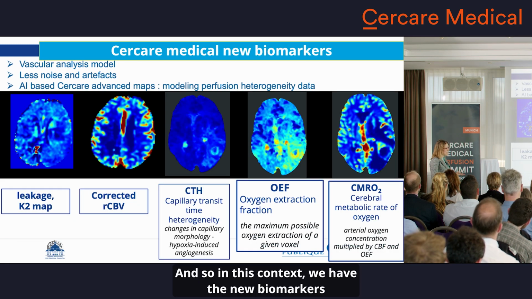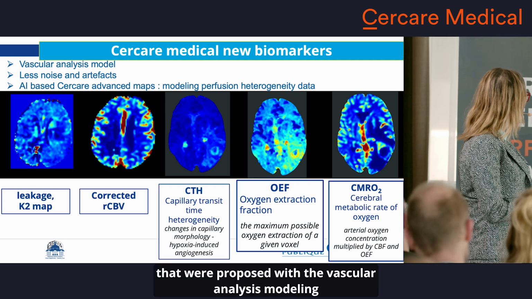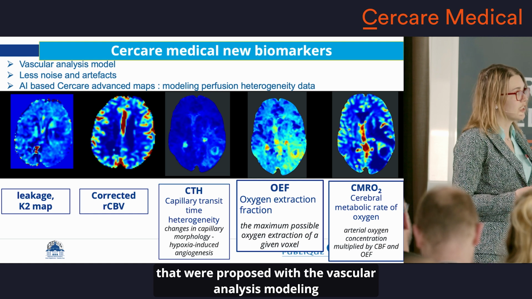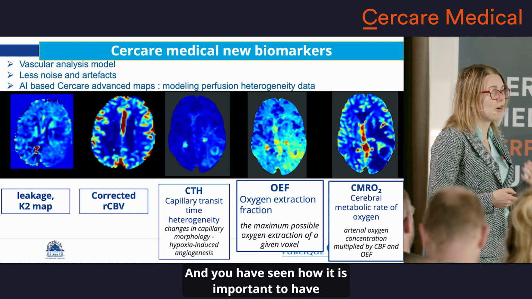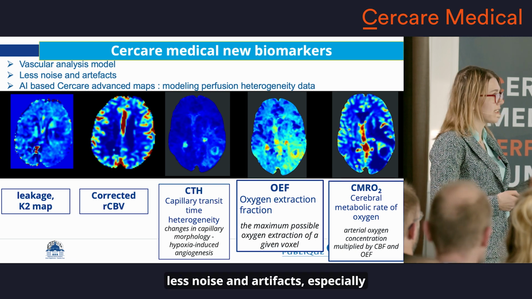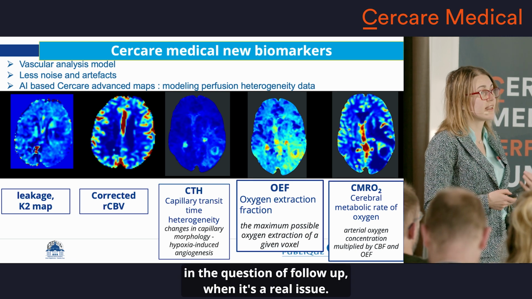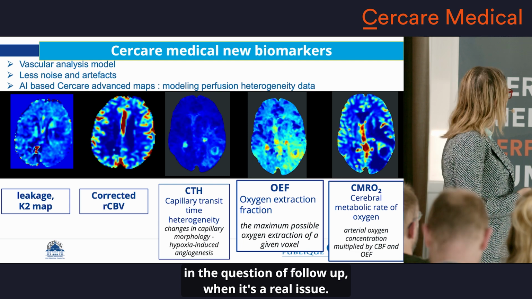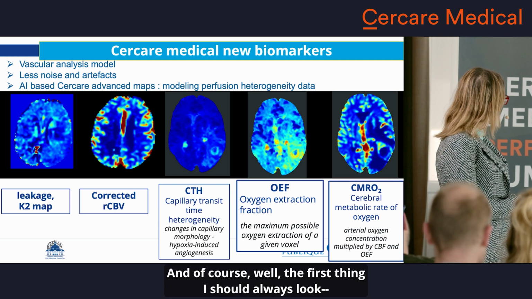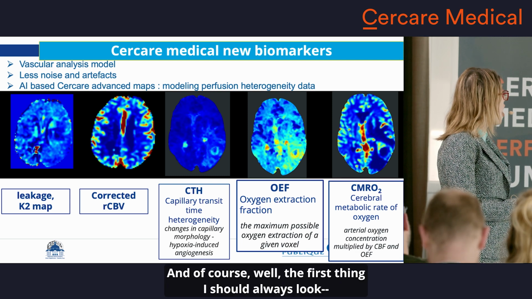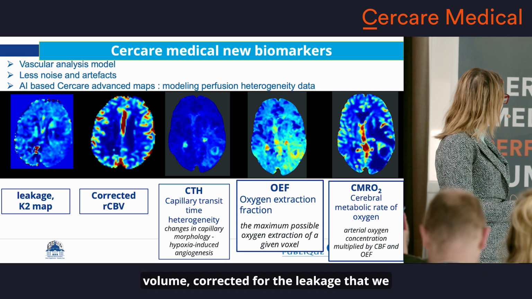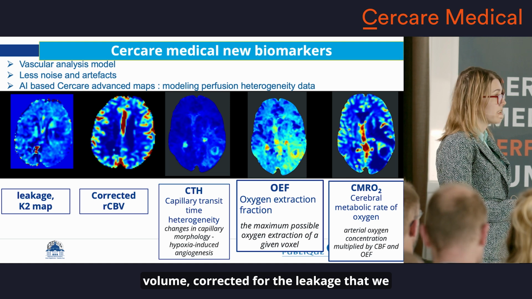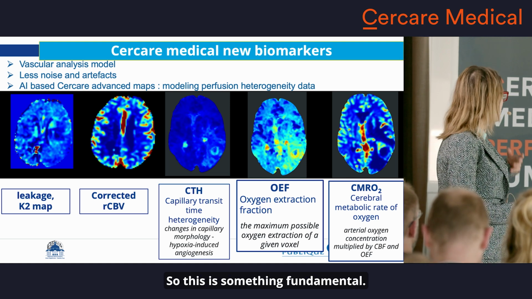And so in this context, we have the new biomarkers that were proposed with the vascular analysis modeling that allows us to have less noise and artifacts. And you have seen how important it is to have less noise and artifacts, especially in the question of follow-up, when it's a real issue. And of course, the first thing I should always look at, we will see the examples, is the corrected cerebral blood volume, corrected for the leakage that we can have in the tumor.